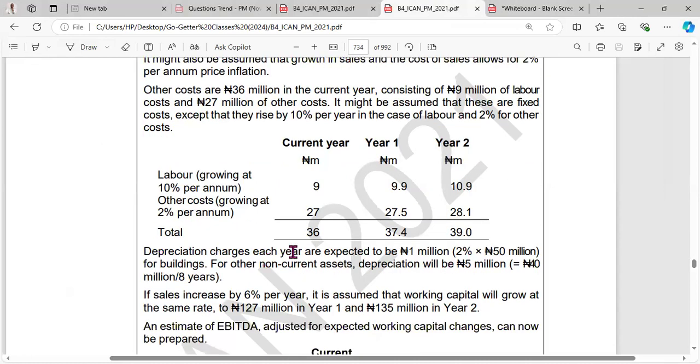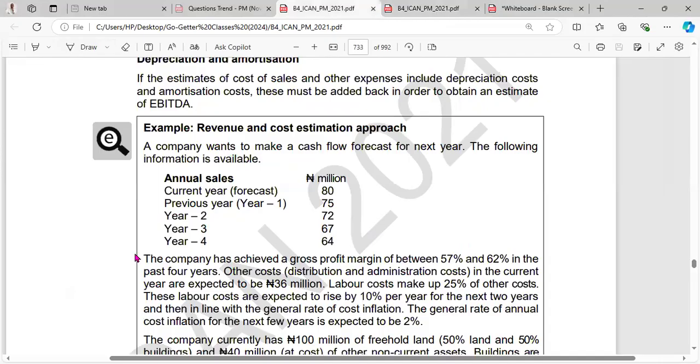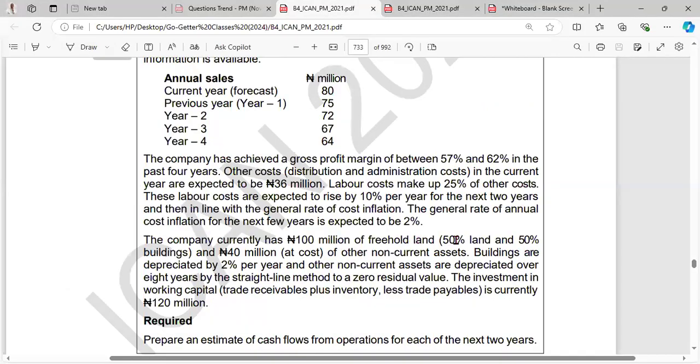Then depreciation charges for each year. What do we have about depreciation? They said the company currently has 100 billion of freehold, 50% of it is land, 50% is building, and 40 million at cost of other non-current assets. We are told that buildings are depreciated by 2% per year. Land does not depreciate. Other non-current assets are depreciated over 8 years by the straight line method.